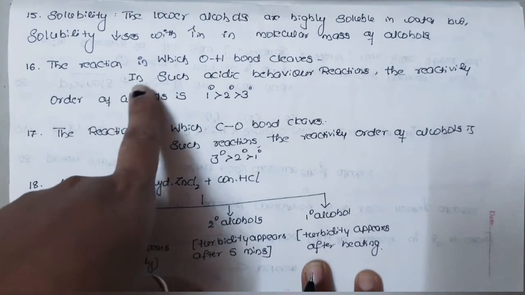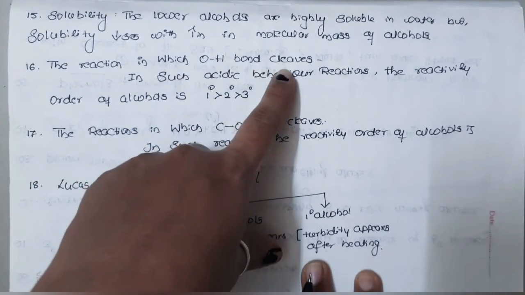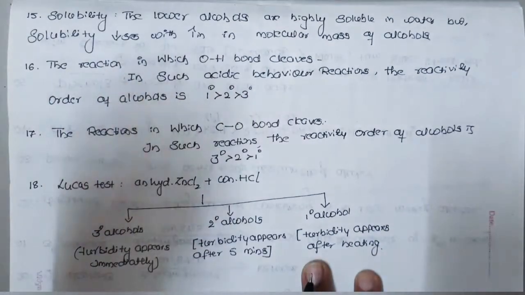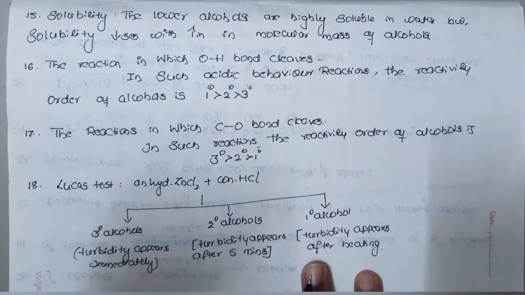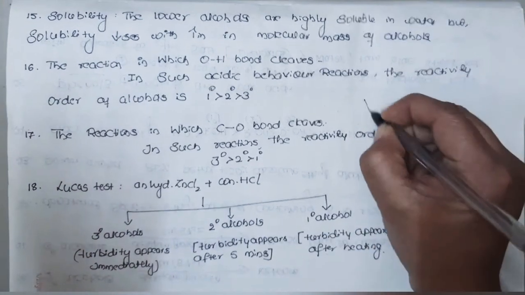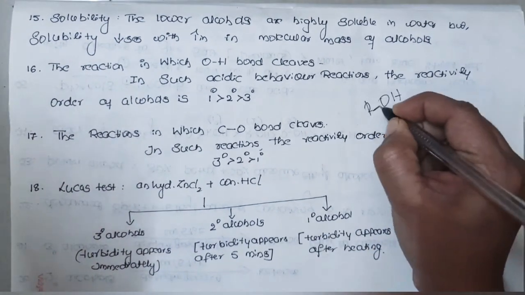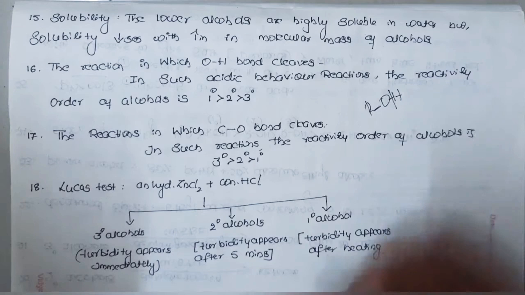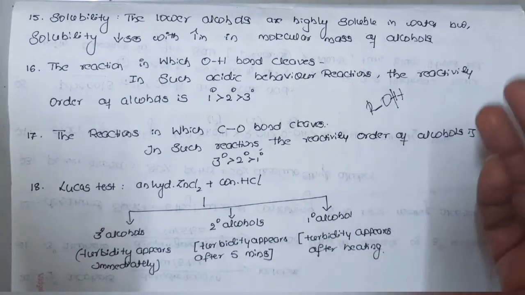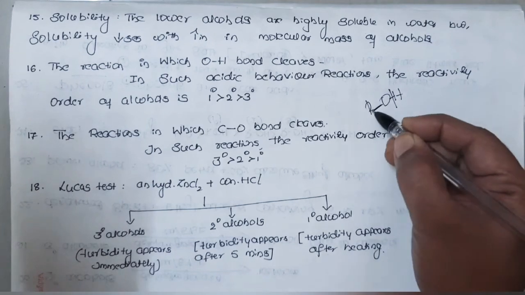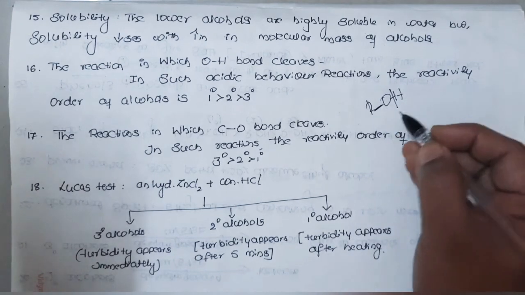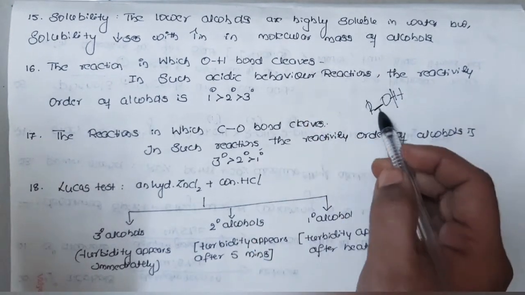Then the reactions in which the OH bond cleaves. When we consider the chemical properties of alcohols, they undergo reactions in two ways. One involves the breaking of the OH bond. The other involves the breaking of the RO bond, where R is nothing but carbon. So the cleavage happens in two ways.